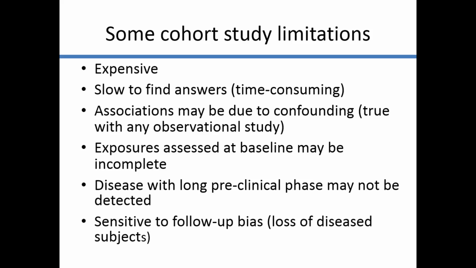But they do have limitations. They're expensive. It could take a very long time to find an answer. For example, smoking and colon cancer could take 40 years. That is the latency time of smoking and colorectal cancer, 30, 40 years. Associations may be due to confounding. But that's true with any observational study because we didn't randomize. We couldn't randomize. We'll talk more about confounding later.